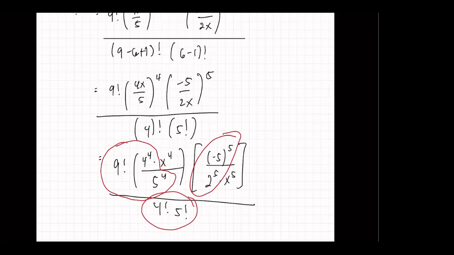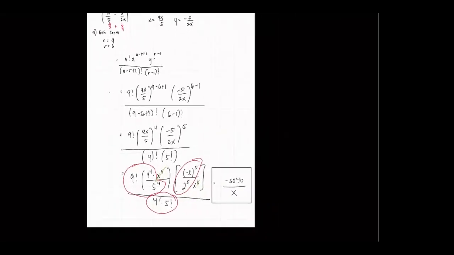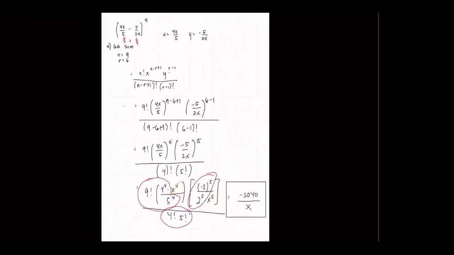Okay, so magka-cancel out to. May matitirang isang x sa ilalim. So our answer will be may x sa ilalim and then kung ano yung value ng number. So pag chinek nyo, ang value niya is negative 5,040. And this will be our sixth term nung given expansion natin. Okay?